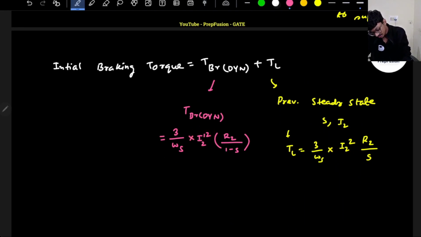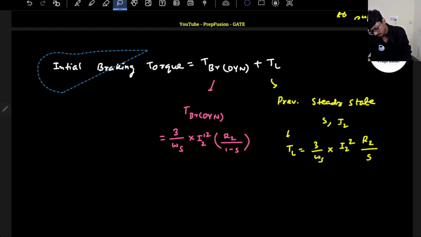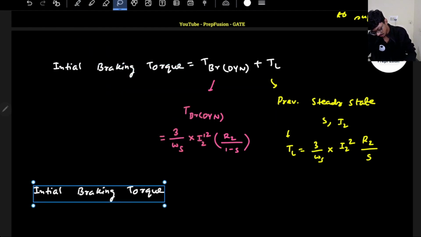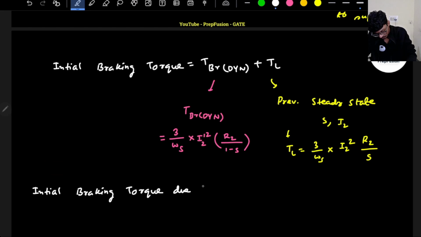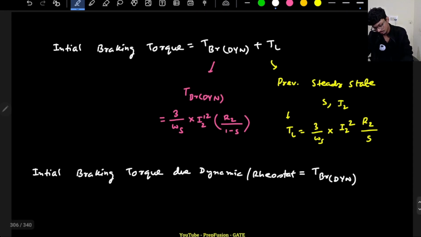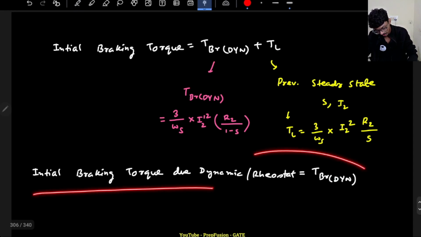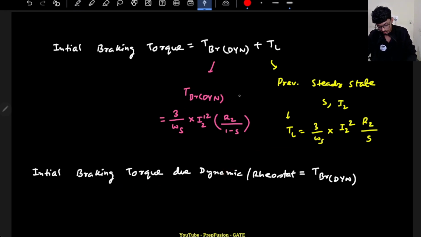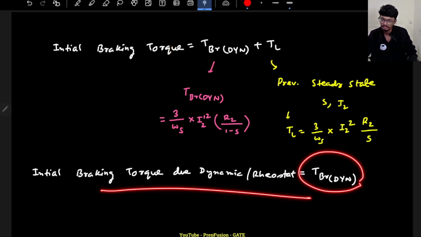But if they are asking you just to find out the initial braking torque due to dynamic braking or rheostatic braking, if they are asking just this thing, right, then you will write simply T brake dynamic. You will not write T brake dynamic plus TL. Okay, so this will be the initial braking torque due to dynamic or rheostatic braking. Please be careful. If they're just asking initial braking torque, you will add these two. If they're asking due to dynamic or rheostat braking, then you will just provide the rheostat or dynamic braking torque.